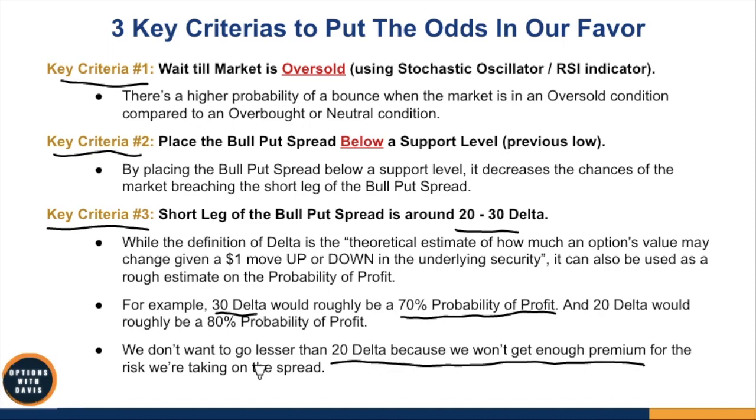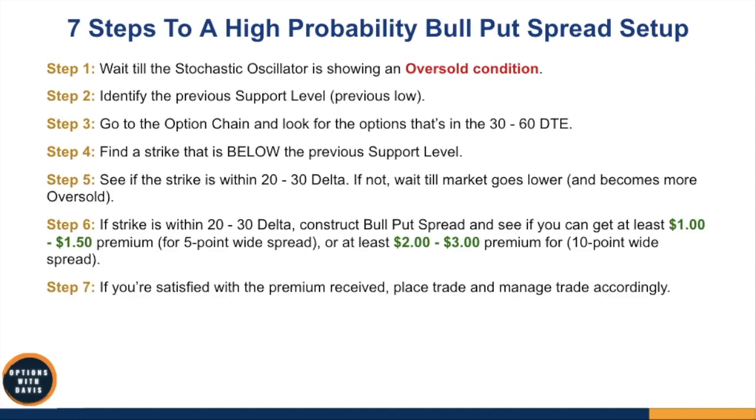So remember, this is like a give and take. You may have a higher probability of profit through the delta. You can choose a very low delta and have a very high win rate, but the problem is that your premium is just going to be too little. This means that you may need to win even more times to be able to profit, to get a positive expectancy in the long run. Alright, so now that we know the 3 key criteria, let's get into the steps to put on this bull put spread.